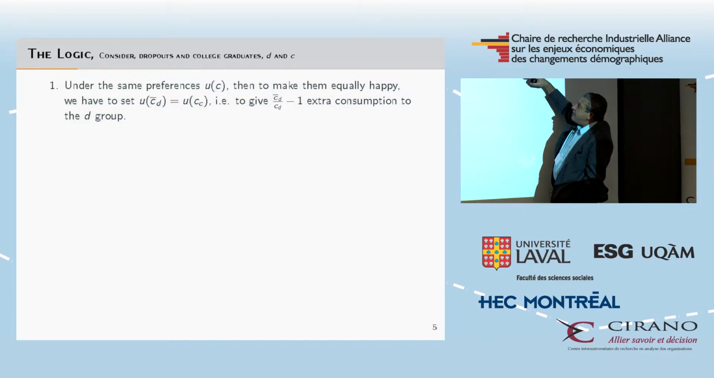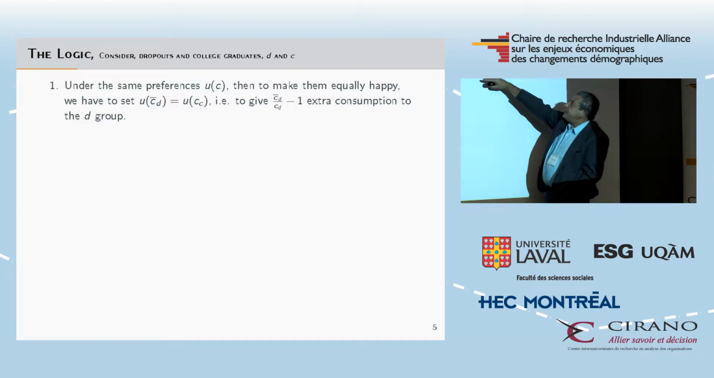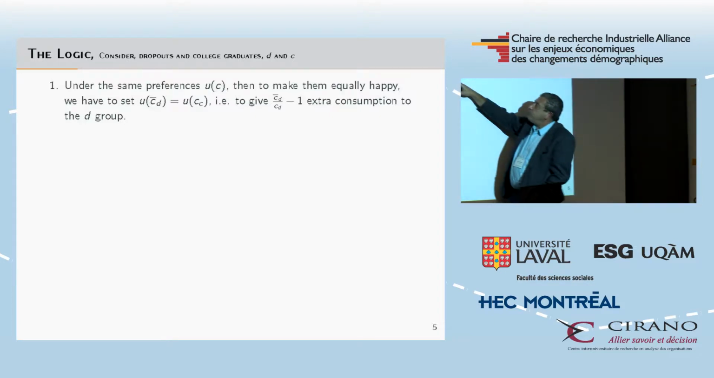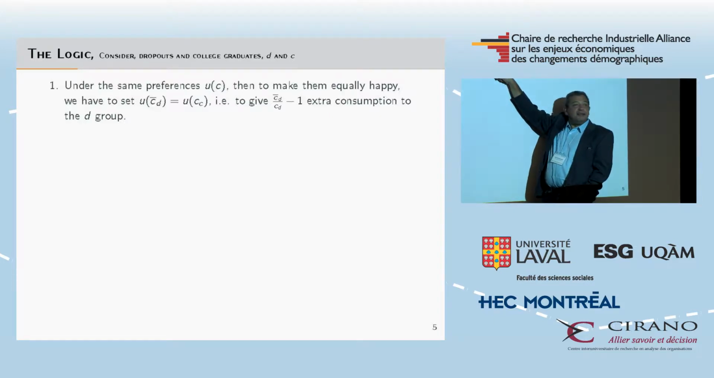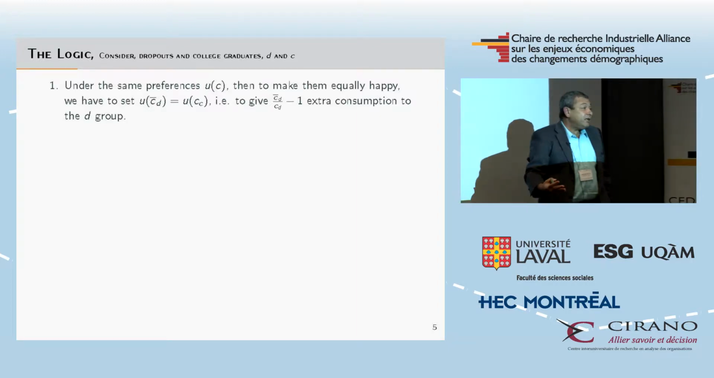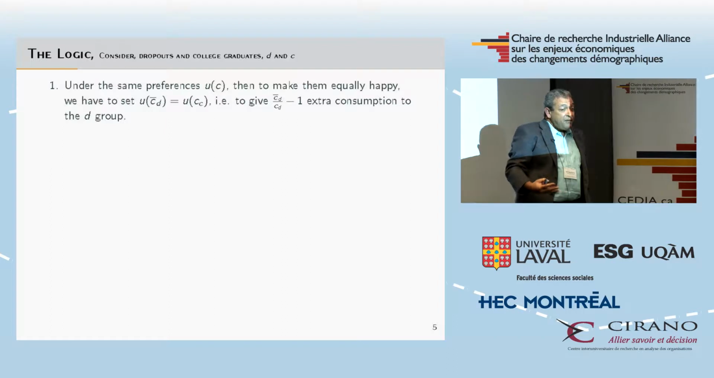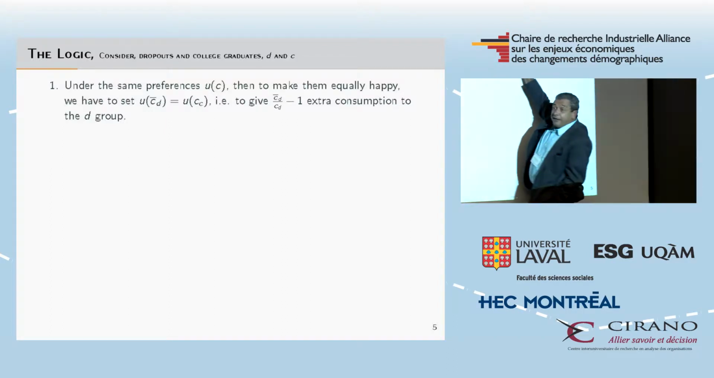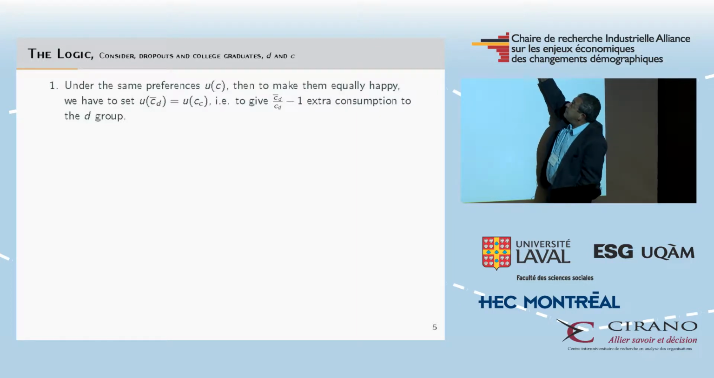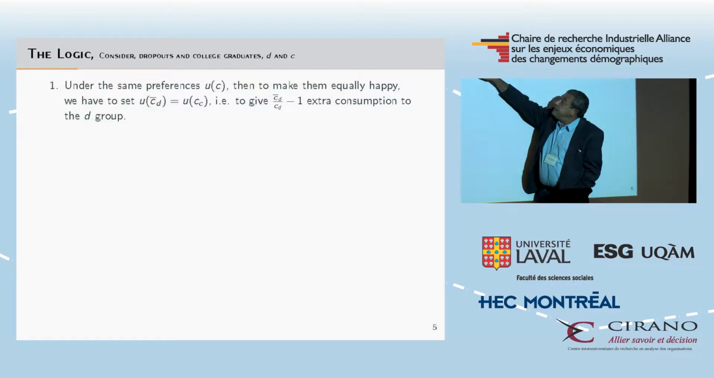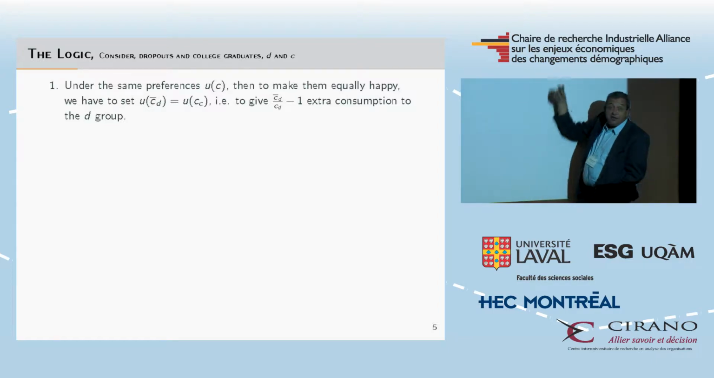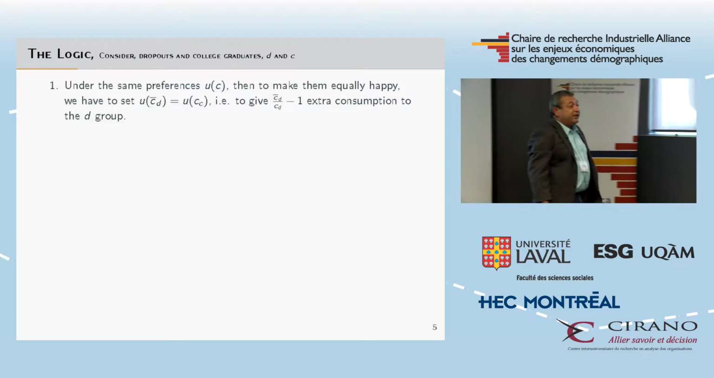So if they have the same preferences, and I'm going to just write them in a static context, then to make them equally happy, you have to make their consumption equal. So a measure of how much more screwed up the high school dropouts are than the college graduates is to compare directly the consumption. So essentially you solve this for CD by making it equal to the consumption of college. So a measure of inequality is the ratio of consumptions.